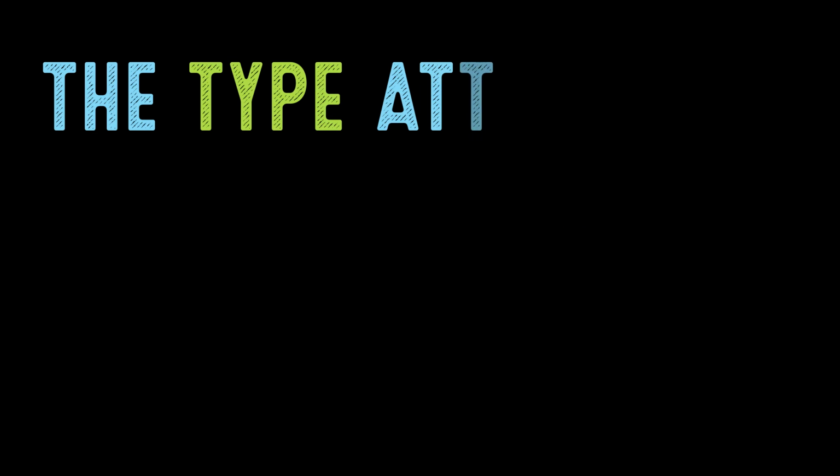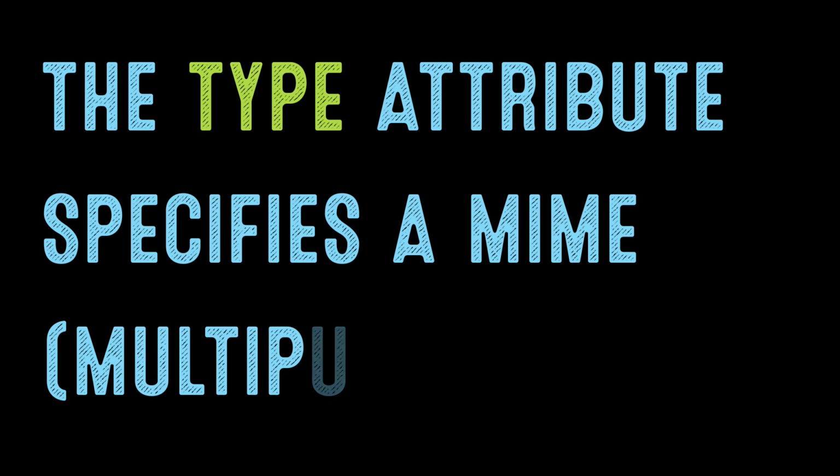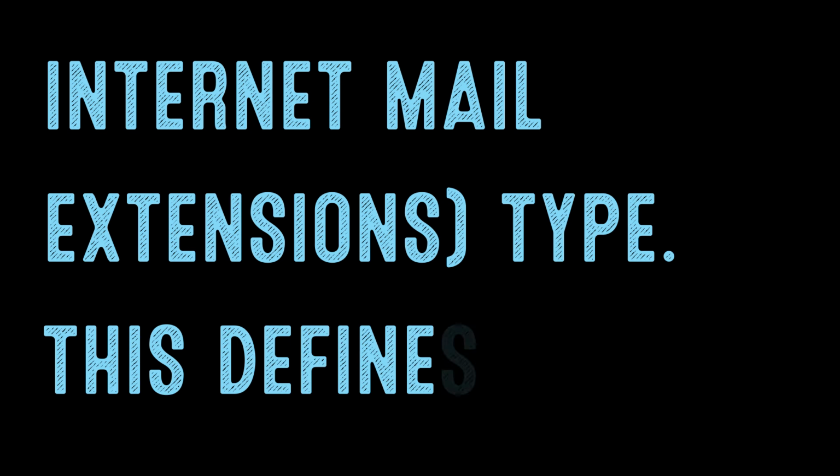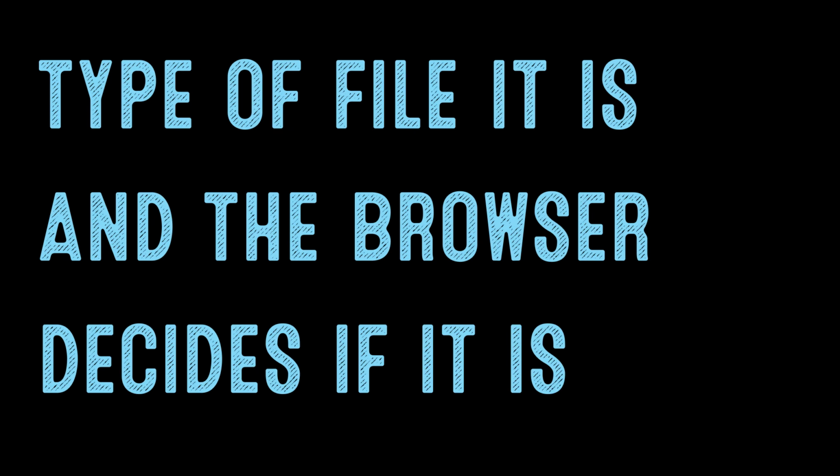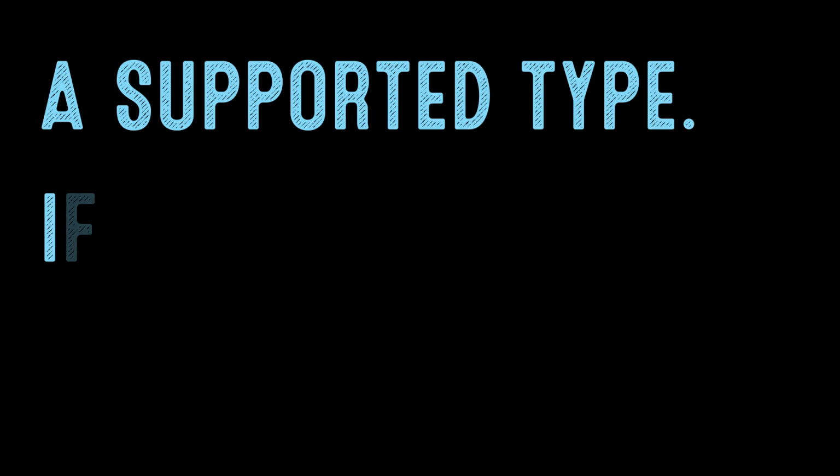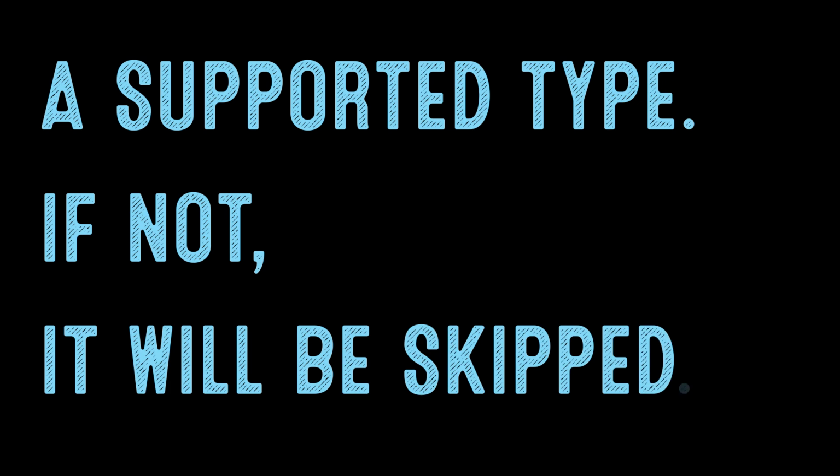The type attribute specifies a MIME, multipurpose internet mail extensions type. This defines what type of file it is, and the browser decides if it is a supported type. If not, it will be skipped.